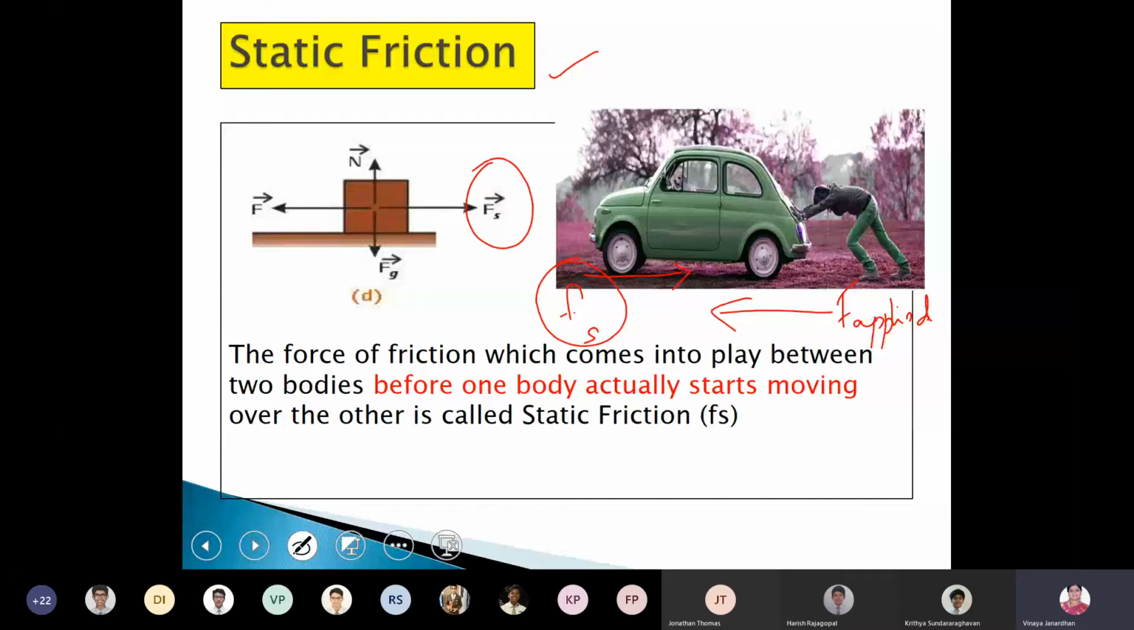Is that clear, boys? The car is exerting a force on the ground, which is equal to its own weight in the downward direction. Then by Newton's third law of motion, the ground is exerting an equal amount of force on the car in the upward direction. That is what we call normal reaction. Is that clear, boys? Yes, ma'am.